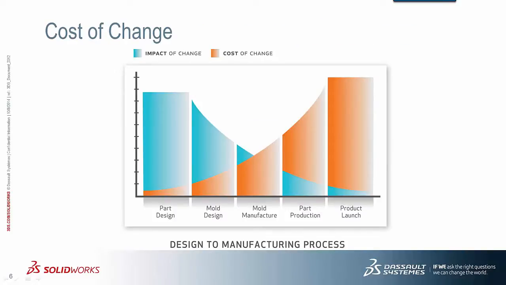This chart explains very clearly what I was just telling in my story. At the beginning of your process, during part design, the impact of change could be very high and the cost is very low. As we move through the phases of mold design, manufacture, part production, and launch, we see an inverse relationship. The cost goes up as we proceed through our schedule, and the amount of change that we can actually make decreases. So we want to live here in SOLIDWORKS Plastics.